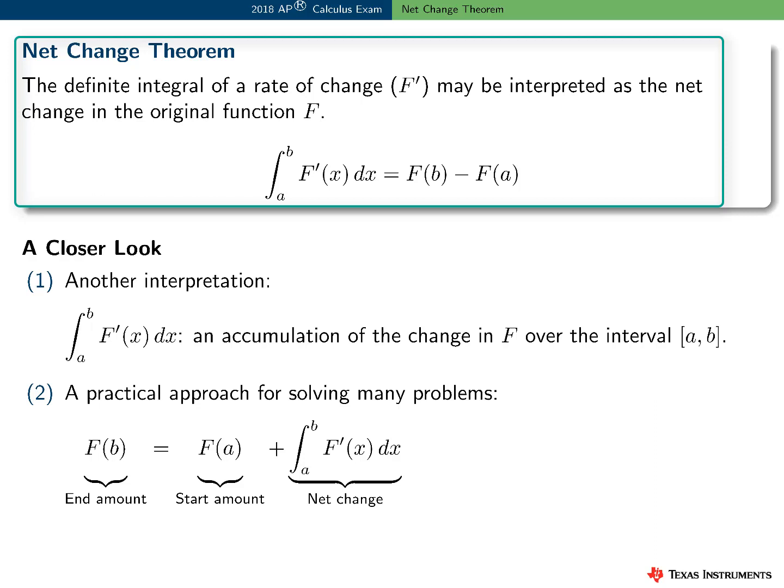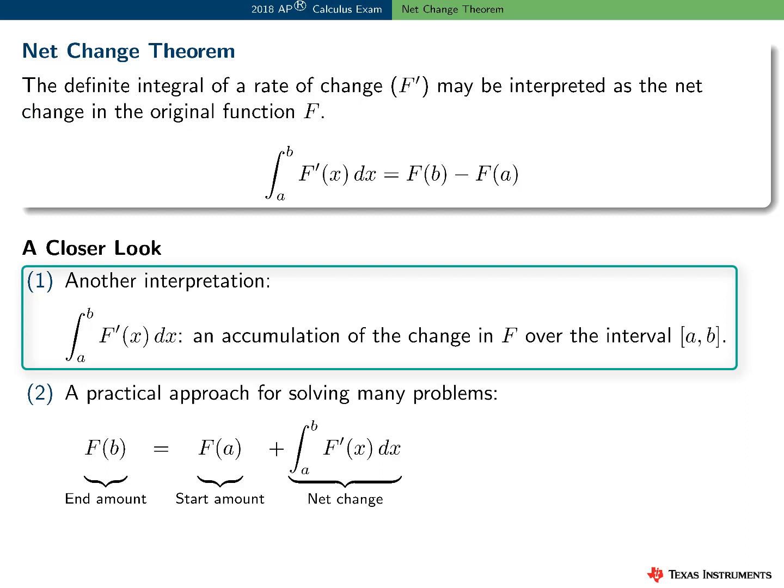The definite integral of a rate of change, say f prime, may be interpreted as the net change in the original function f. And I can write this symbolically as the definite integral from a to b of f prime of x dx is equal to f of b minus f of a. Here's a closer look at this theorem. Another way to interpret this result is that the definite integral of f prime of x from a to b represents an accumulation in the change in f over the interval a to b.